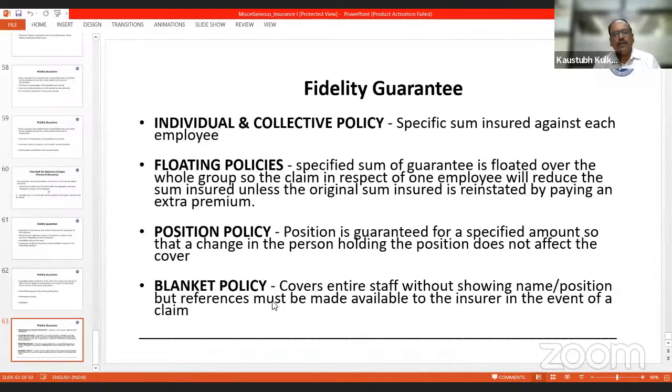A blanket policy will be issued if the number of persons engaged in the particular employment will be in large capacity. So if the numbers are less, we are not issuing such type of policies, but we can issue the floating policy as well as the position policy. But in case of a blanket policy, the number of persons has to be in large capacity. So here the fidelity guarantee has certain policies, and according to the nature of the business, your insured may take the different policy.